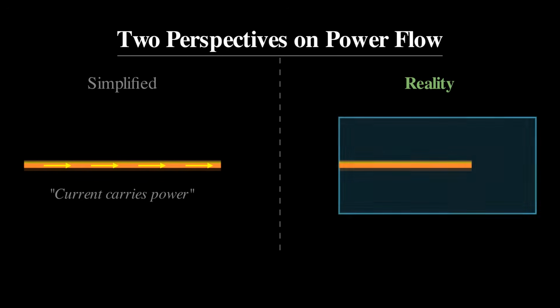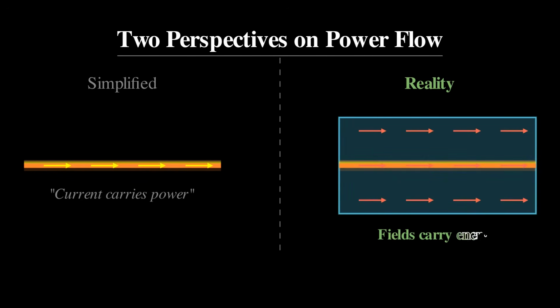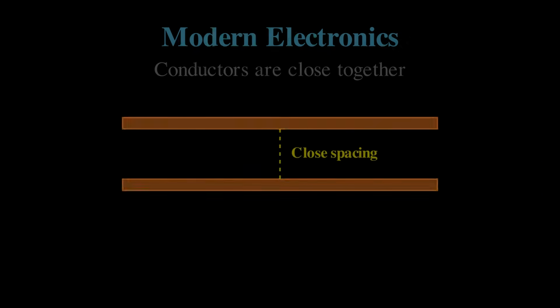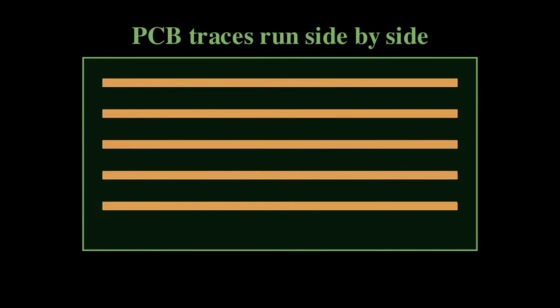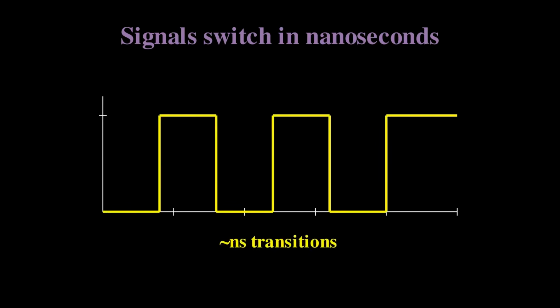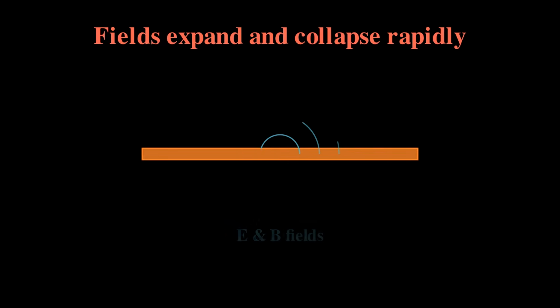That picture works well enough for basic calculations, but it hides the underlying field behavior. In modern electronics, conductors are close together. PCB traces run side by side. Signals switch in a few nanoseconds. Fields expand and collapse rapidly.